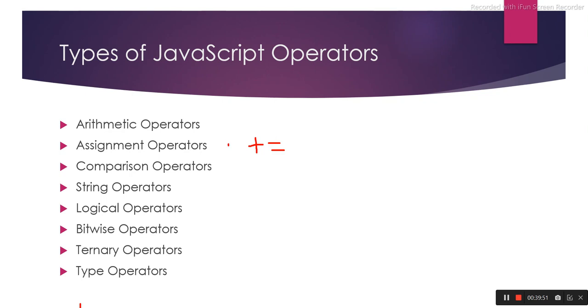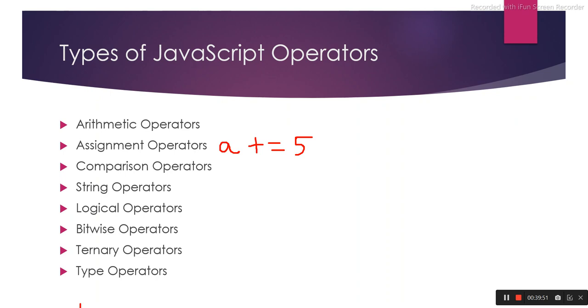So what is the meaning of this? If you are familiar with Java, you might know it. A plus equal to 5 means A equal to A plus 5. That is the way you can write a lot of assignment statements. A minus equal to 5 means A equal to A minus 5. A star equal to 5 means A equal to A into 5.